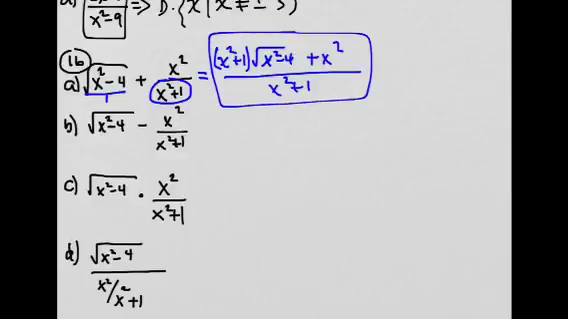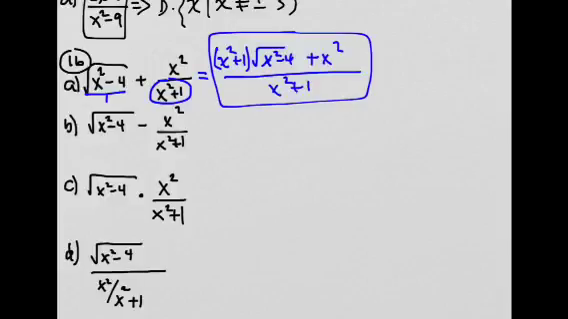Now I cannot simplify anything. I cannot combine the x squareds because notice right here, it's this times this. So x squared is not by itself. It's actually connected to this by multiplication. So I cannot combine these two. Okay? So that's as much as we can do.